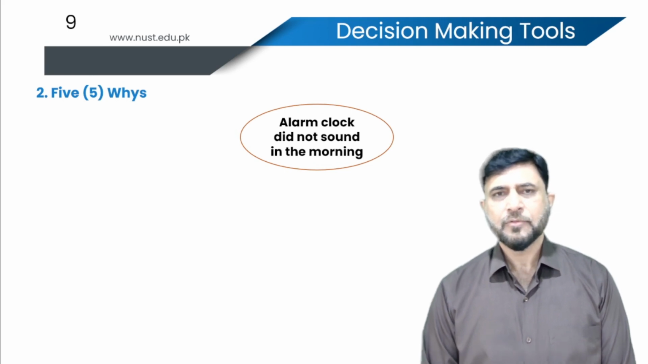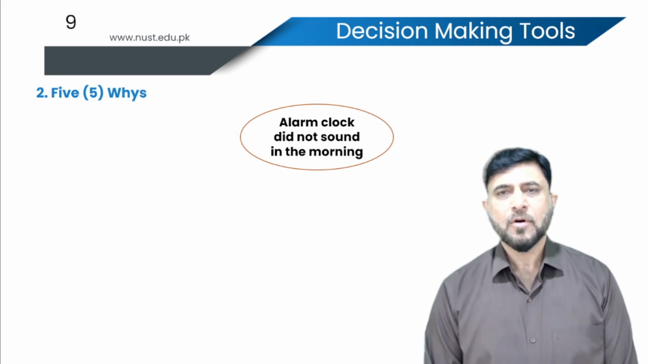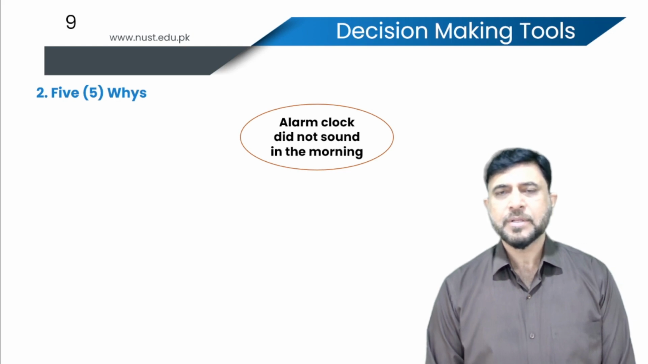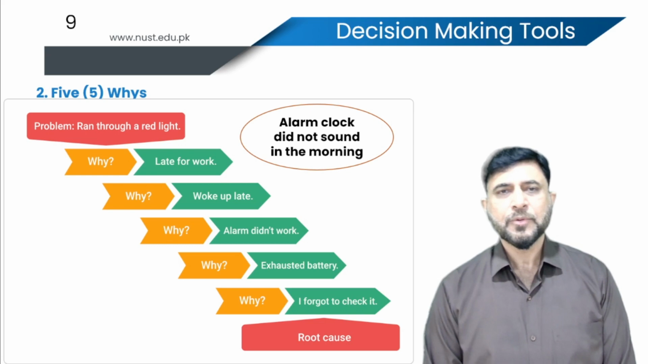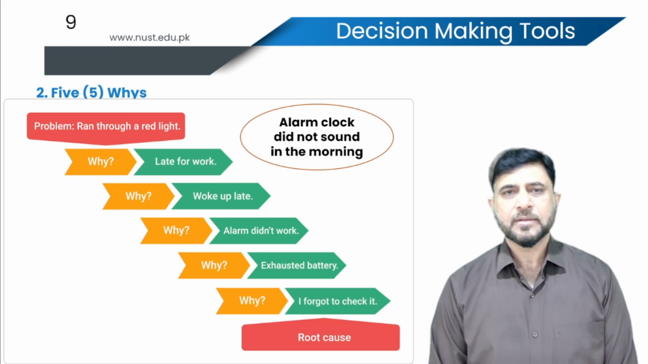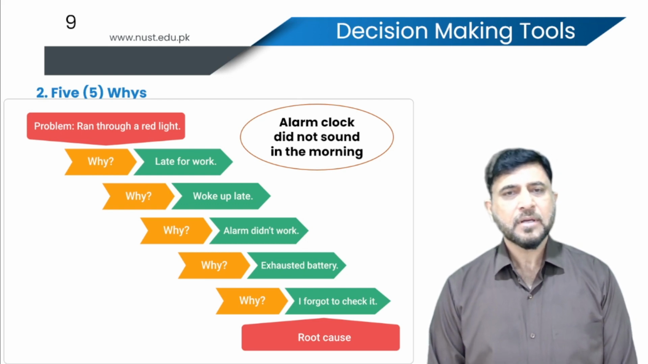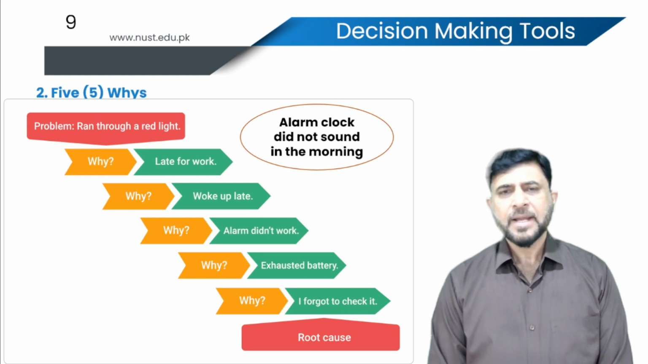Let's see. We take the example of an alarm clock that did not sound in the morning. What was the problem? Actually, the problem was that in the morning you ran through a red light. Why did you run through a red light? You were late for work. And why were you late for work? Because you woke up late.